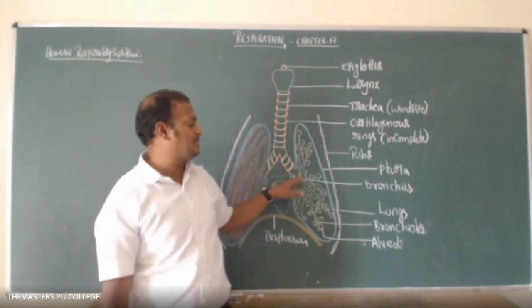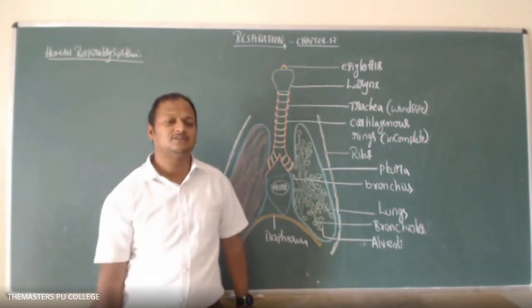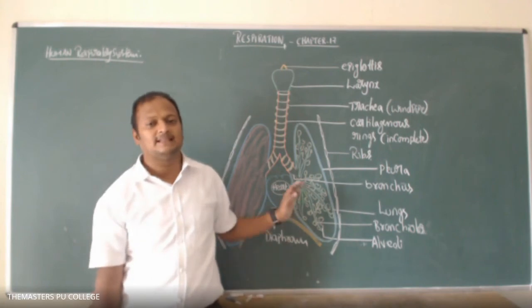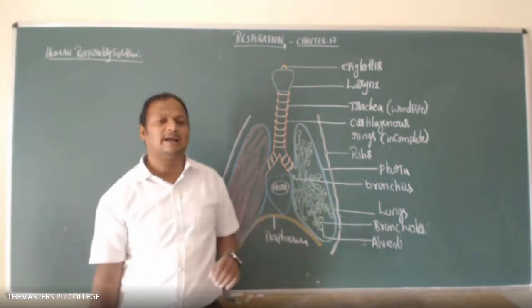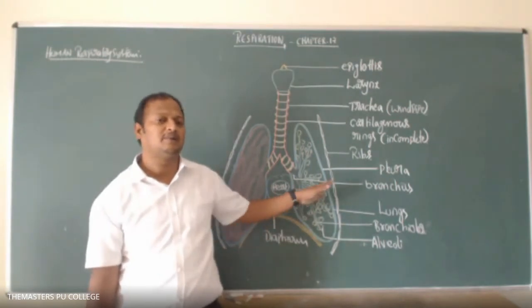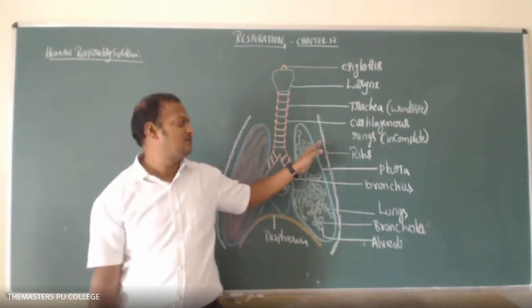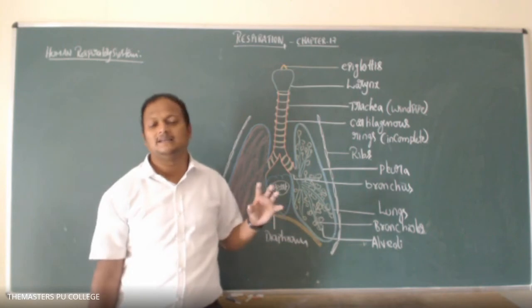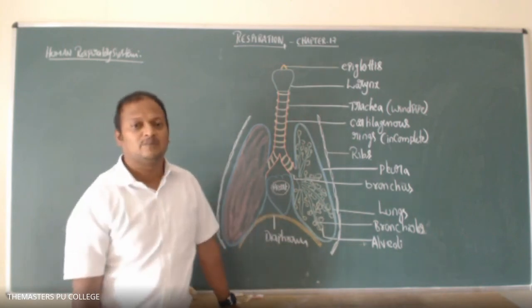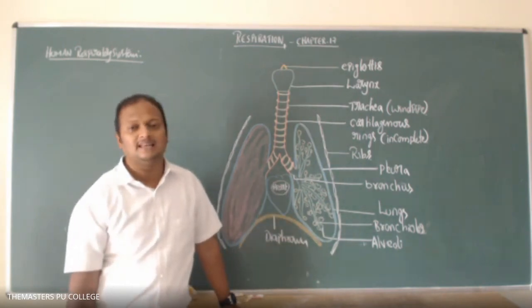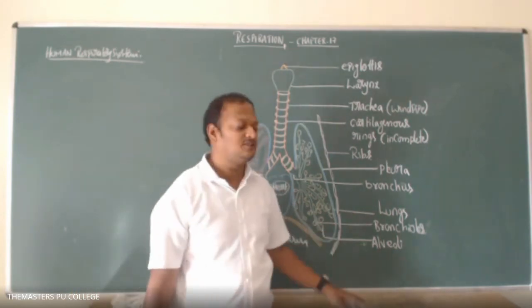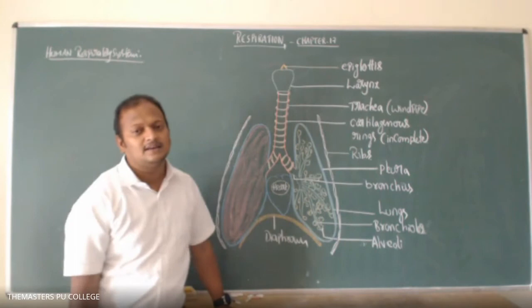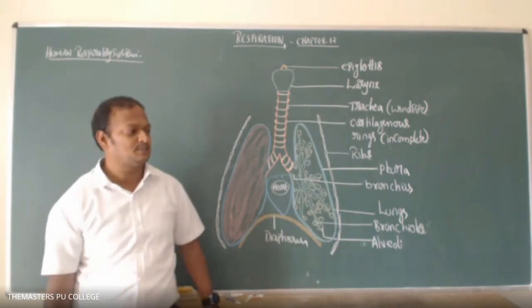And the bronchi are further divided into primary, secondary, and tertiary bronchi. And that is also further divided into primary, secondary and tertiary bronchioles. And finally, terminal bronchioles are also there. And those finally open into the region of small air sacs or air bags. Those are called alveoli. In the region of alveoli only, the gaseous exchange takes place.